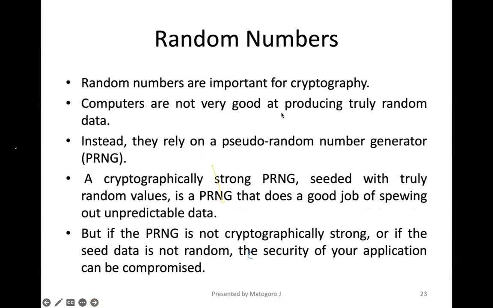I should also mention random numbers as one of the very important concepts for cryptography. Computers are not very good at producing truly random data. So instead, they rely on the pseudo-random number generator, PRNG. Please, in your own time when you are reviewing, make sure you understand PRNG, the pseudo-random number generator. What is it and how does Java use it to achieve some level of security.